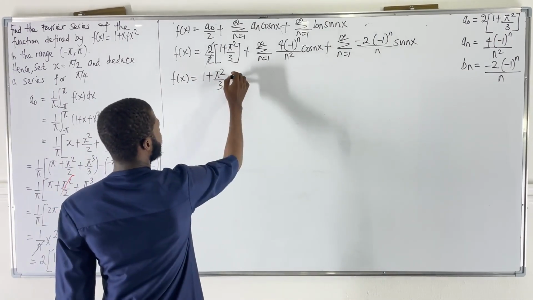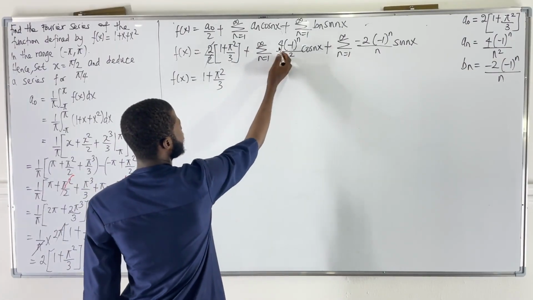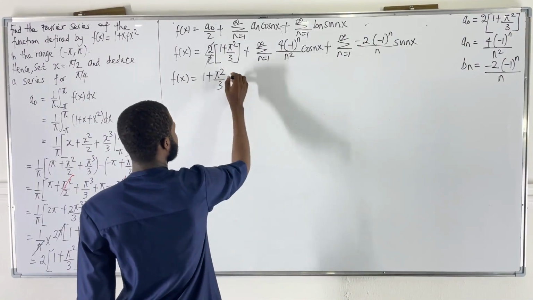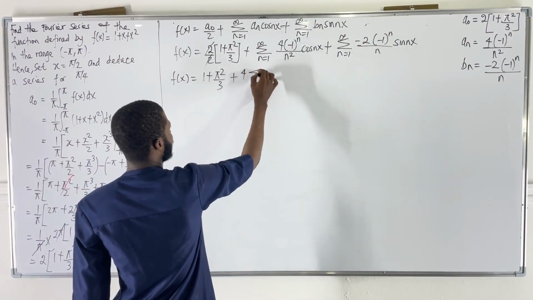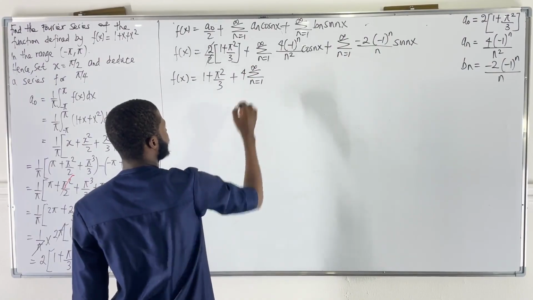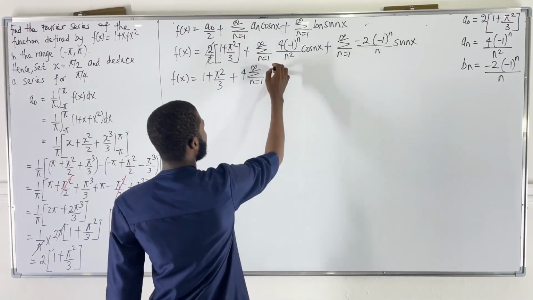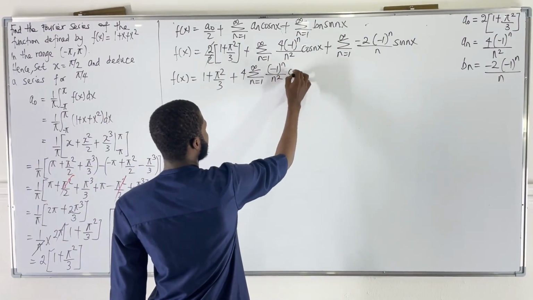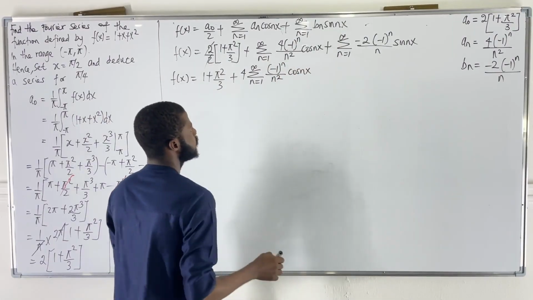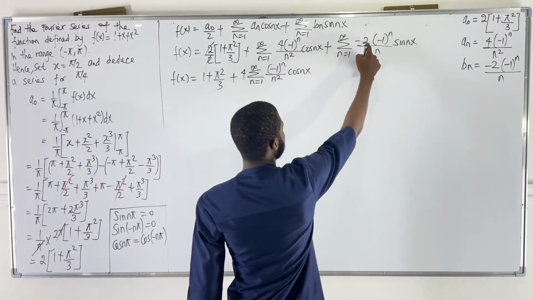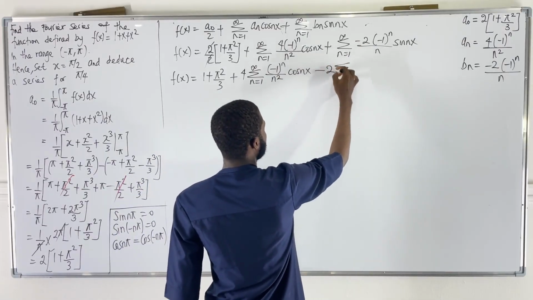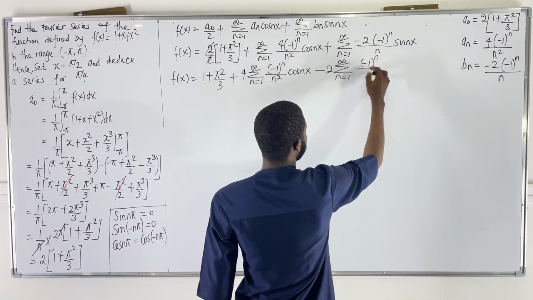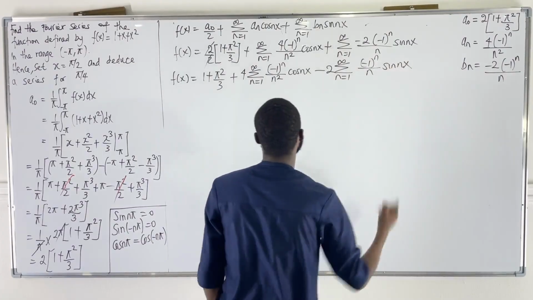Now, what is the constant term here? This 4 is a constant because the summation is in terms of n. So this is plus 4 with the sum from n equal to 1 to infinity of minus 1 to the power of n over n squared cos nx. And then here, the constant is minus 2. So this is minus 2 with the sum from n equal to 1 to infinity of minus 1 to the power of n over n sine nx.